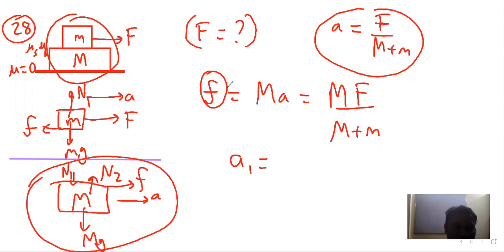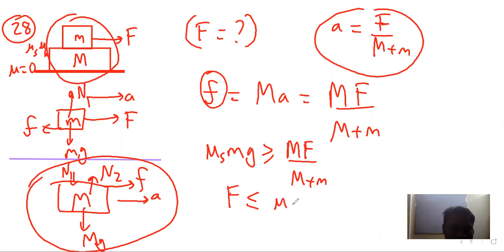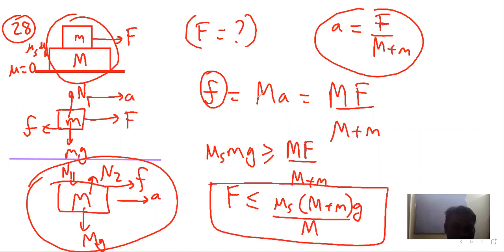It will be the friction force maximum value, which is nothing but mu s mg. So this is the maximum value. So we can say this value will be greater than this because this is the maximum value. So capital F we can say is less than or equal to mu s into M plus m into g upon capital M. So this is the value of applied force.